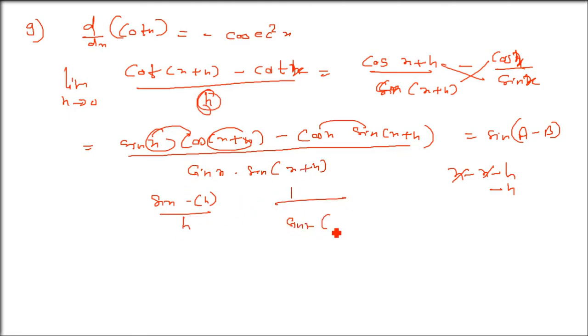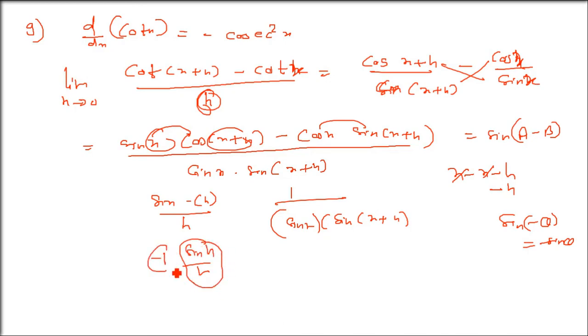And we have the denominator 1 by sin x sin(x plus h). Now sin(minus theta) is minus sin theta, so you can take the negative outside: minus sin h by h. Applying the limit, sin h by h is going to be 1, so minus 1 will remain. What about the denominator? Sin x sin(x plus h), put h as 0, so it is sin square x. So 1 by sin square x, which is cosec square x. So minus cosec square x. This is your d by dx of cot x equals minus cosec square x.